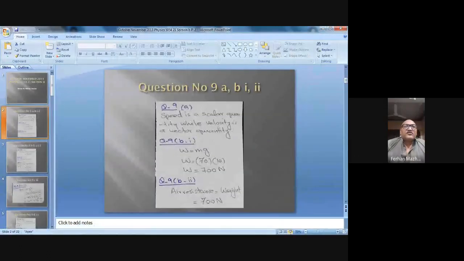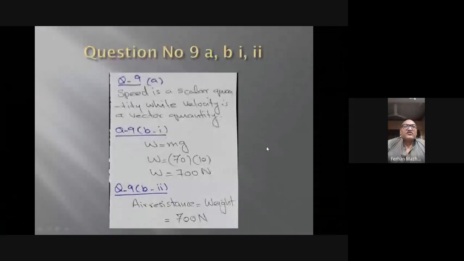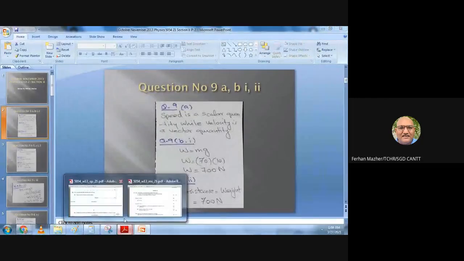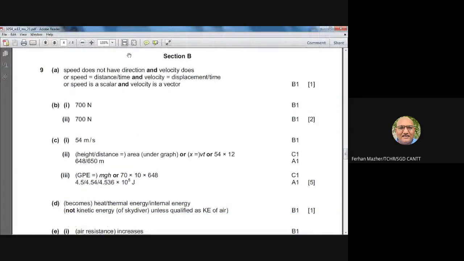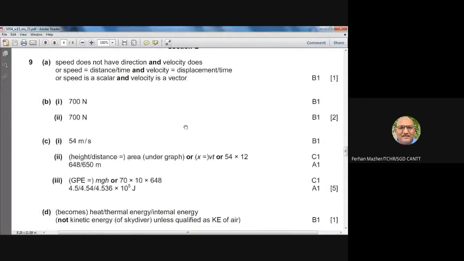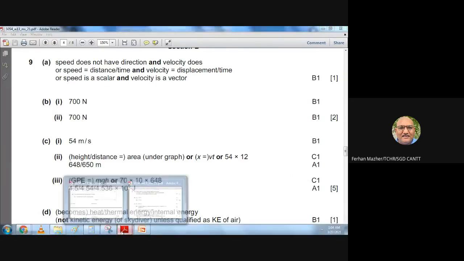Here, I've done this on a paper. Let me show you my work. It says W equals mg. So W equals 70 times 10, and W will be equal to 700 newtons. So the weight of the skydiver is 700 newtons. So let's go to the next question. Let me check the marking scheme as well. On your screen, you can see the marking scheme. The weight is 700 newtons. Okay, so now let's go to the next part.